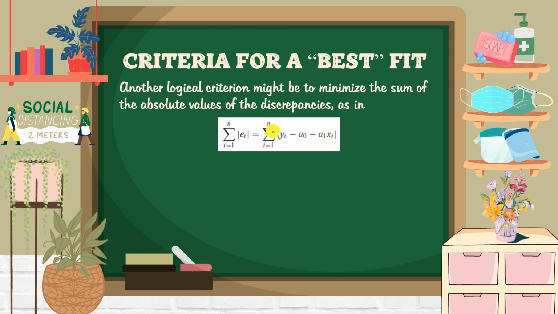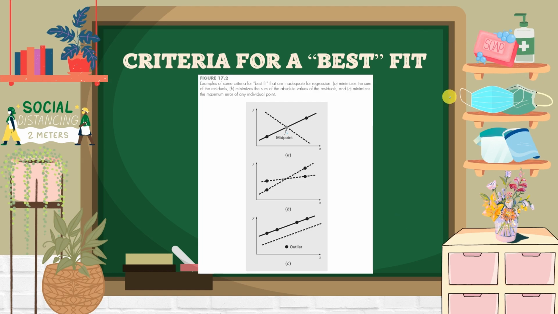So let's get back to the presentation. We have here figure 17.2, an example of some criteria for best fit that are inadequate for regression. In figure A, there are 2 points and it minimizes the sum of the residuals. Figure 17.2b demonstrates why this criterion is also inadequate for the 4 points shown. Any straight line falling within the dashed lines will minimize the sum of the absolute values. Thus, this criterion also does not yield a unique best fit.